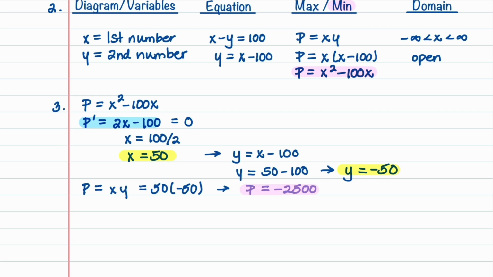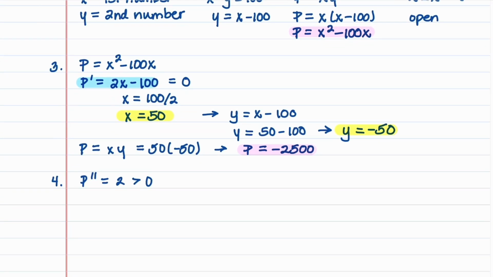And we'll highlight that. Now it may seem that we're done, but we're not. We have two more steps that we need to complete. We need, in step 4, to justify that our product is a minimum. To do that, because we have an open interval, we need to use the first derivative test or the second derivative test. Our derivative, highlighted up here in blue, is relatively simple. So I think using the second derivative test will be the easiest. So let's do that. P double prime is equal to 2, and that is greater than 0.